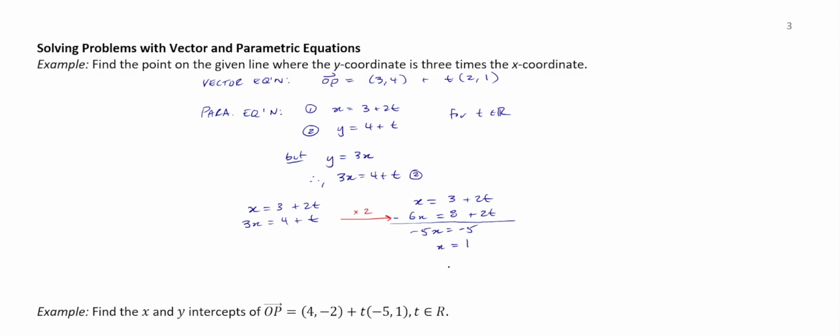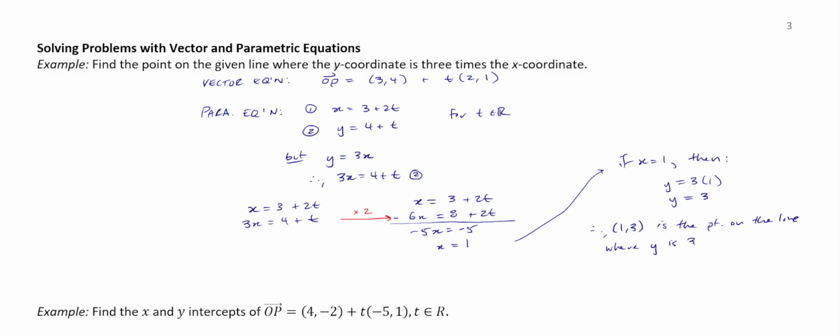1. All right. So if x is equal to 1, then y is equal to 3 times 1, and so y is equal to 3. So therefore, (1, 3) is the point on the line where y is 3 times the x value.